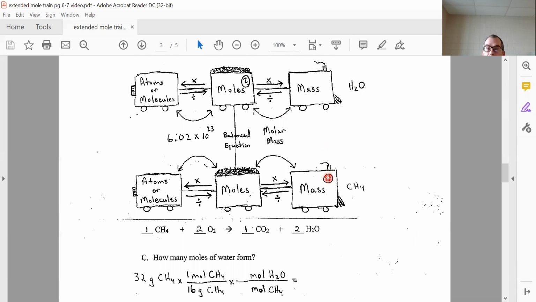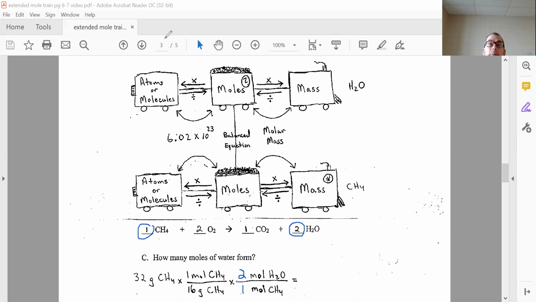Well, just like before, 32 grams times 1 mole over 16 grams gets me to moles. Then the next step is to go through the mole ratio. What am I comparing? I'm comparing moles of CH4, which I know, to moles of H2O, which I'm trying to find out. I have 1 mole of CH4 from the balanced equation here. I have 2 moles of H2O from the balanced equation. So I put that 2 there. And then I'm done. So, well, I better calculate it. 32 divided by 16 is 2, times 2 is 4.